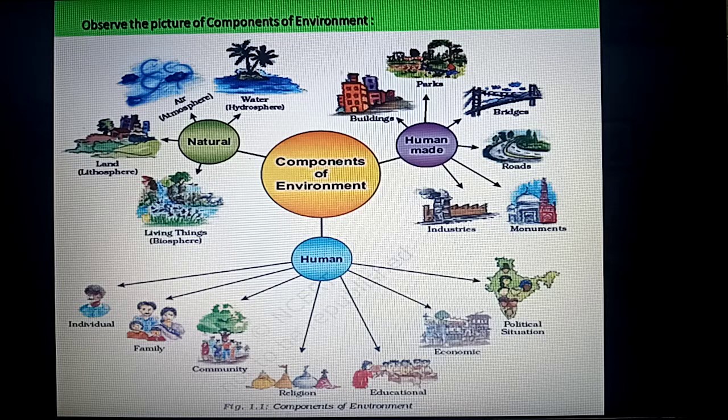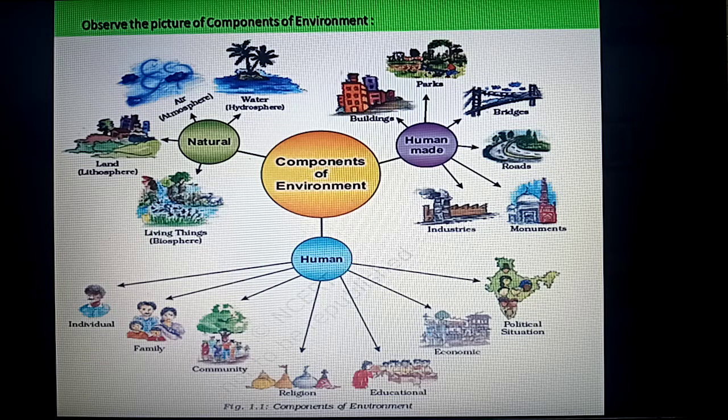The third and the last is human environment. Here, an individual, a family, a community form the human environment. Other than this, the things responsible for spiritual and mental development, along with emotional development of human beings, are also added to this environment, like religion, education, economy, political situation of the country, etc.